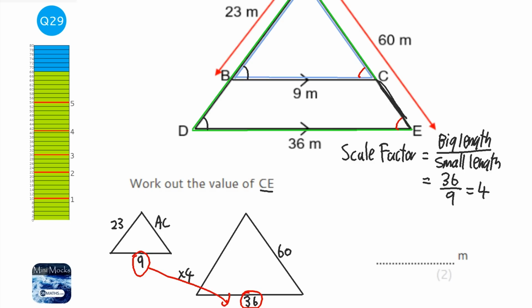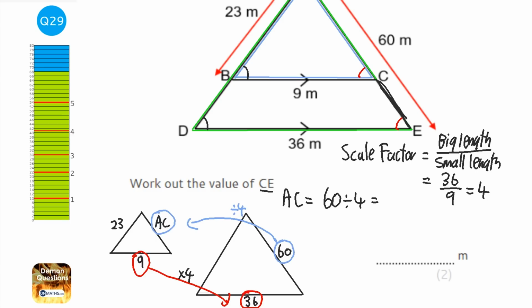Now, if we go from small to big, we times it by 4. But here we're going from big to small. So instead of times by 4, we're going to divide it by 4, because it's going to get smaller, isn't it? So we're going to do 60 divided by 4, and I should really write down what I'm doing. I'm doing AC.